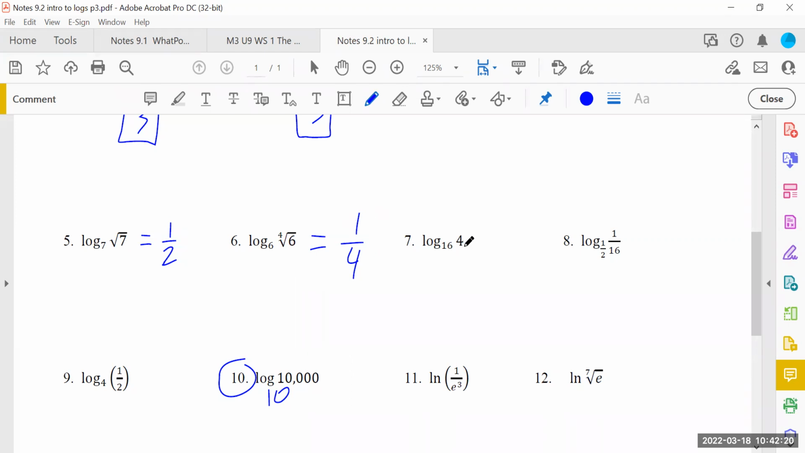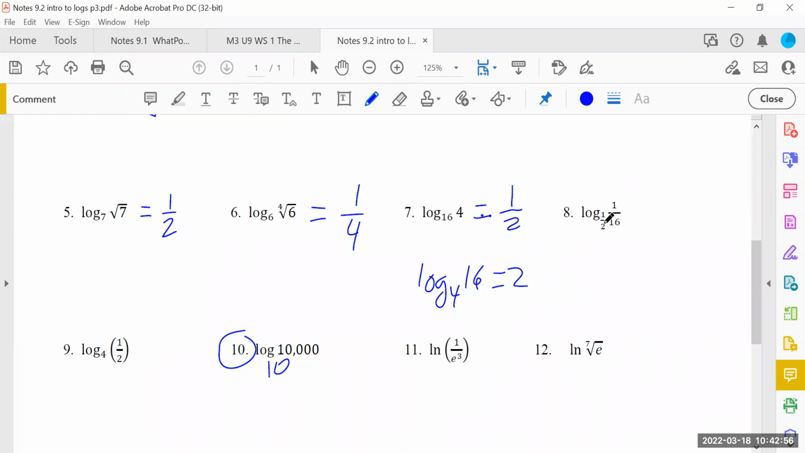So then this one is related. If you don't know log base 16 of 4, ask yourself, do you know log base 4 of 16? What's log base 4 of 16? 2. So if this one's 2, this one is 1/2. So again, if they're switched, your answer is the reciprocal, flipped over.